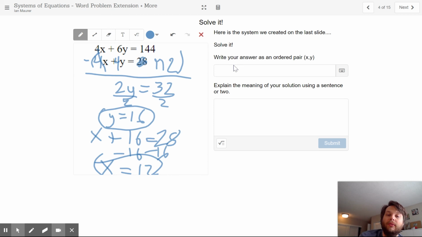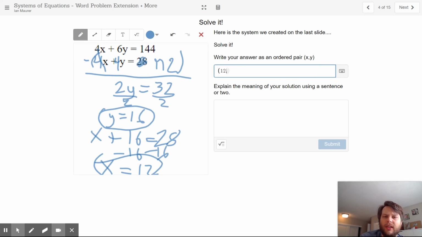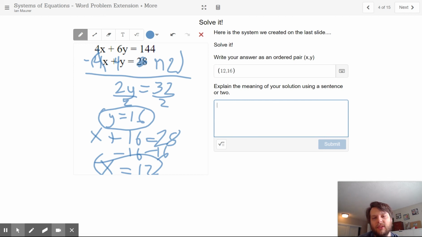We know that we have 12 of the small candles that were sold, 16 of the large candles. So what's the meaning of the solution? You sold 12 small and 16 large candles.